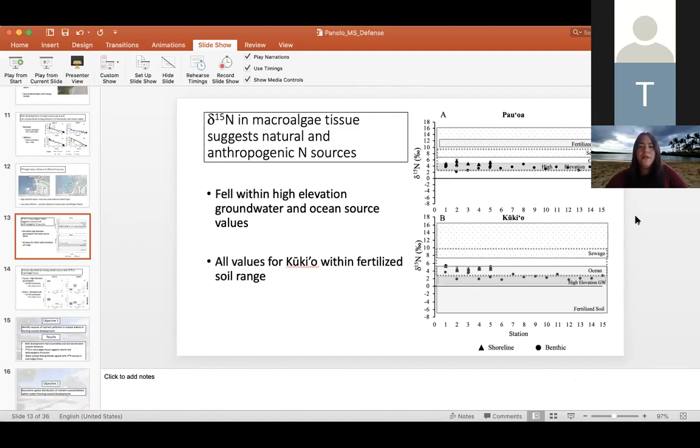So those are two extremes, and a smaller sample size for Kukio for the soils may have also contributed to that wider range, but it's still a lot more negative and less enriched than the soils at Paoa. Oh, that's interesting. Thank you.